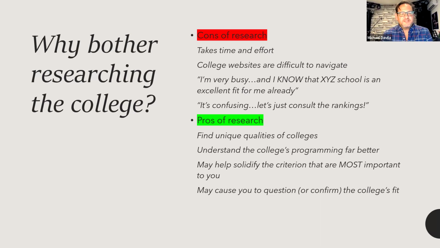So the pros of doing research is definitely that we can find some unique things about the school that applies to us. Perhaps it's a study abroad program that no one else has, or something like that. That is a great thing to be commenting on, especially if we have one of the supplemental essays that are asking, hey, why are you applying to my school? We definitely will get to understand the college's programming a lot better. And sometimes that helps us when we start cross-comparing. Hey, what's the difference between Arkansas and Auburn or Bama and UNC Chapel Hill or something? So the idea is that as we dive into the research, we get a lot better at researching as well. And it helps the student sometimes solidify the things that are actually the most important things to them. And it can cause, in some cases, a student to either question or confirm the college's fit. All are really good reasons to do the research from a big, strategic picture.